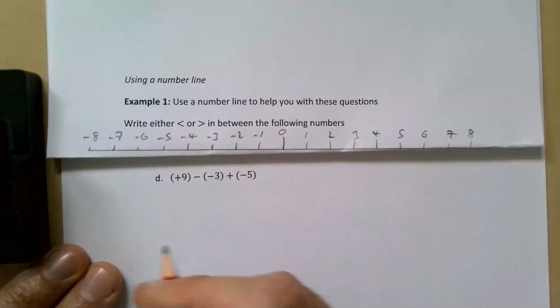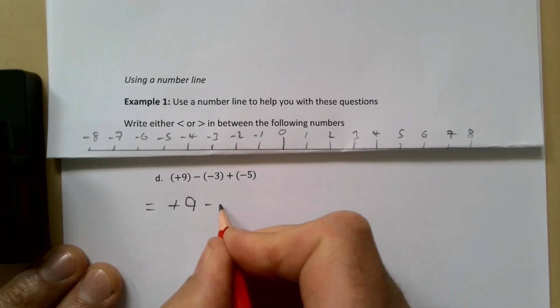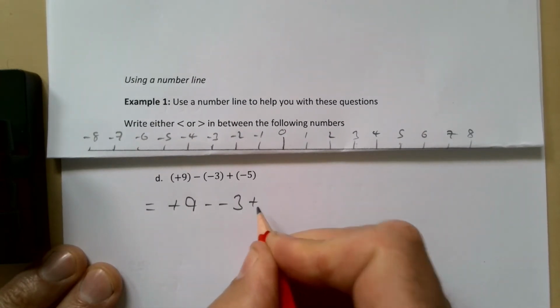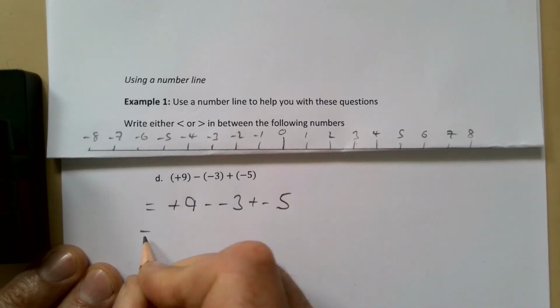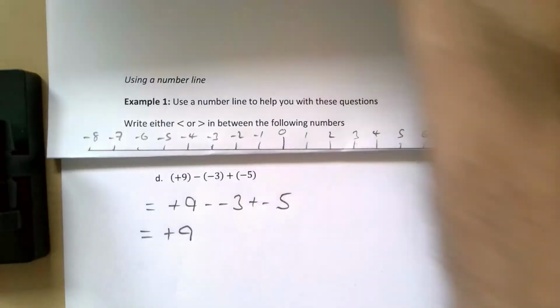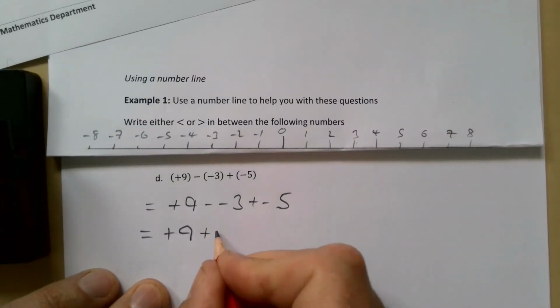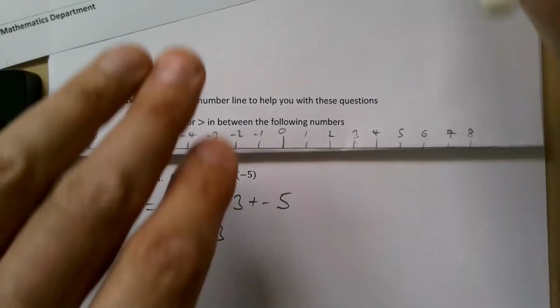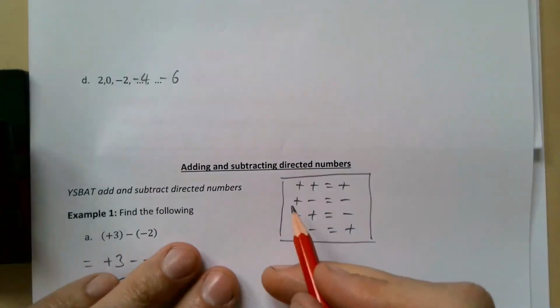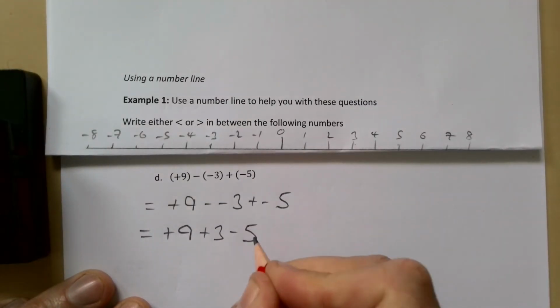Let's look at part D. Get rid of my brackets. Plus 9 minus minus 3 plus minus 5. Do you see two signs beside each other? I do. So first of all, minus minus, I exchange that for a plus. Plus minus, I exchange that then for a minus. And I end up then with minus 5.